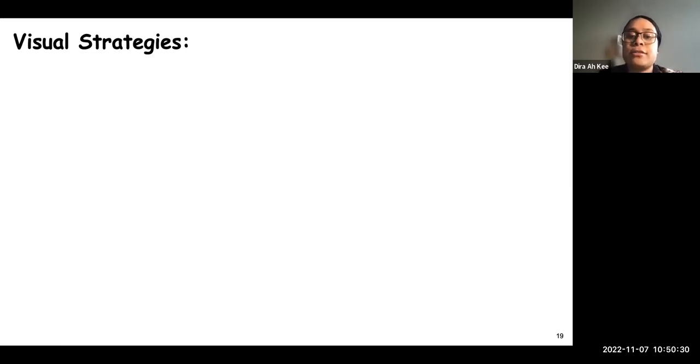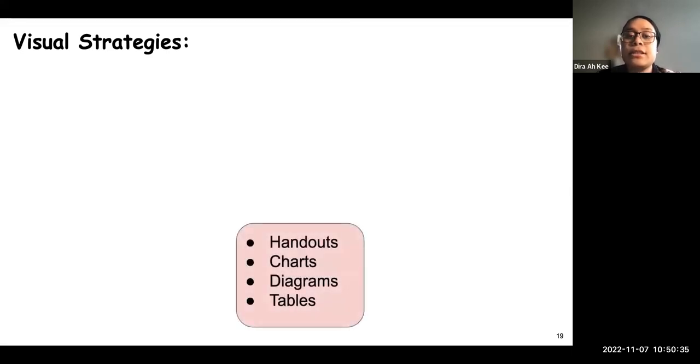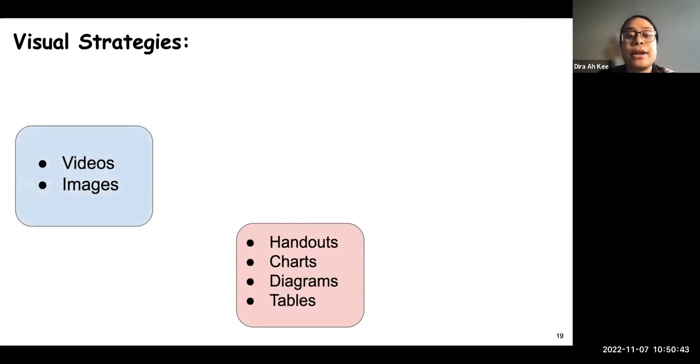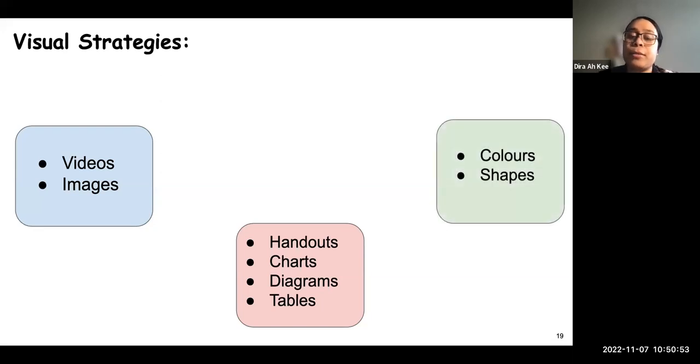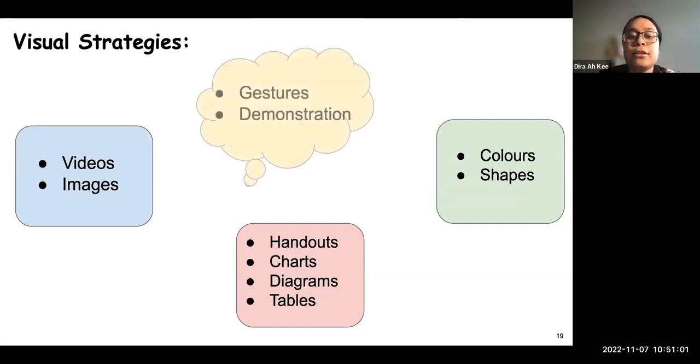So some strategies to support such students in the classroom could include supplementing verbal lessons or instructions with handouts, charts, diagrams, or tables. You could also incorporate videos and images to enhance your presentation. This makes it easier for students to follow and grasp the information that you want them to know. Studies show that some students benefit from the use of colors and shapes, so you could incorporate these in your presentation and even in handouts. Lastly, including gestures and showing students how to complete a task rather than telling them only.